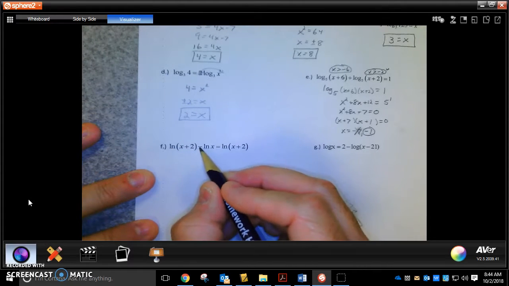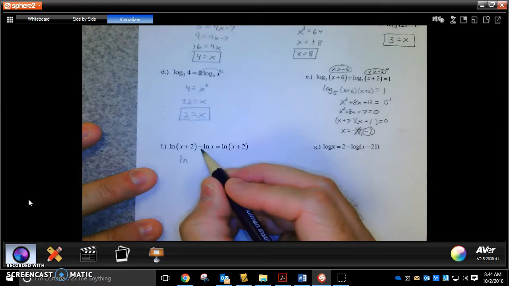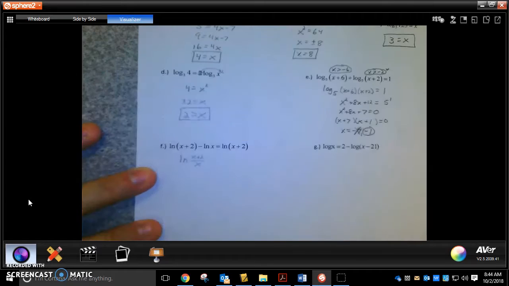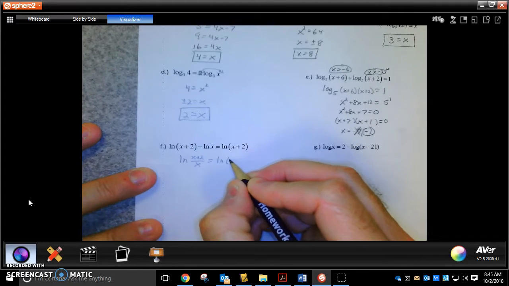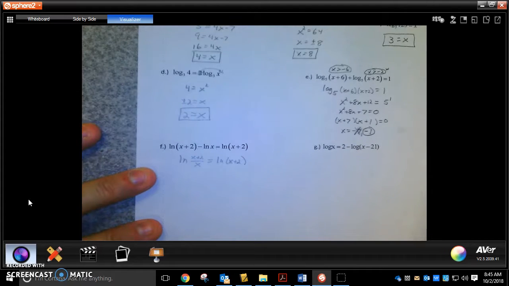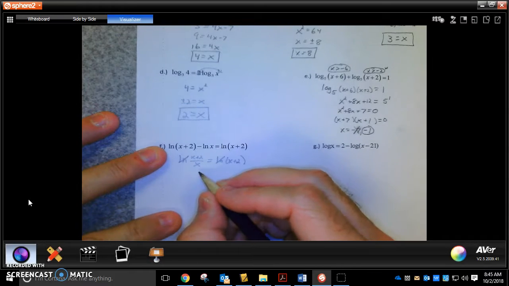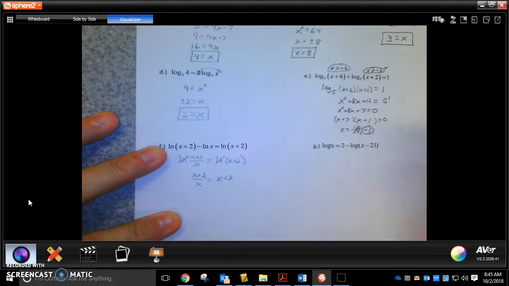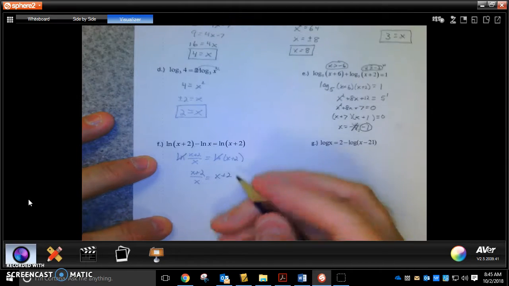So I've got a natural log minus a natural log. I can write this as a single natural log. Since these are being subtracted, I'm going to have x plus 2 over x. So two logs being subtracted can be rewritten as a single logarithm with division. Equals, the other side's going to stay the same. Now the logs will cancel. That natural log and that natural log will cancel. And I have x plus 2 over x equals x plus 2. I have a fraction. I don't like fractions. I'm going to cross multiply.